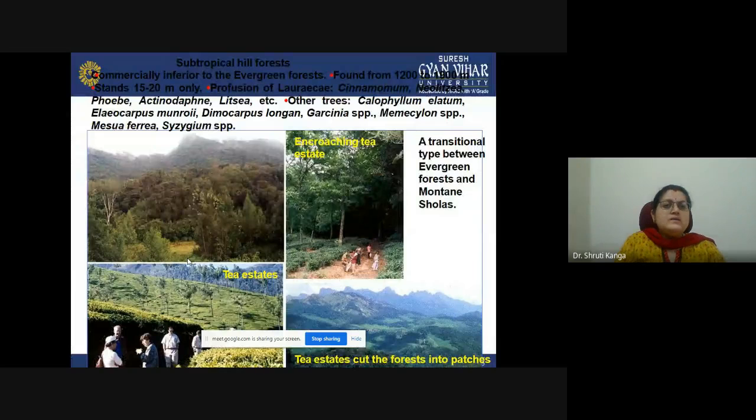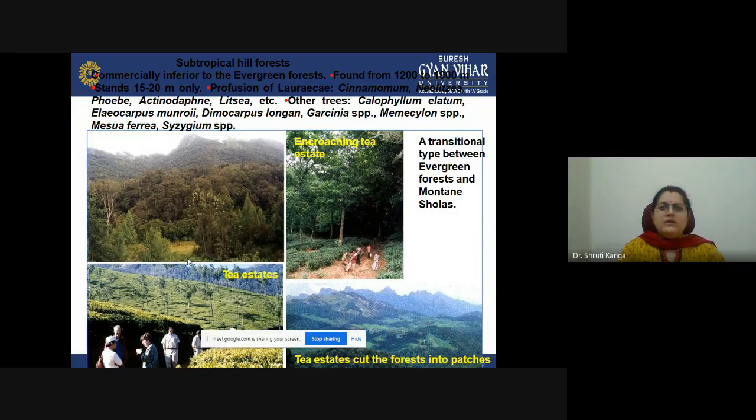Now, this is subtropical hill forest, commercially inferior to evergreen forest. They are generally found at heights of 1200 meters to 1900 meters. The height of the stands generally occurs between 15 to 20 meters.